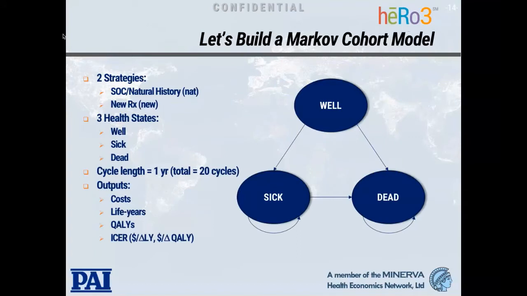So with that, let's jump into a simple example model. We'll start with a Markov cohort model with 2 strategies, SOC/natural history, and then a new drug strategy. There's going to be 3 health states: well, sick, and dead. We're going to have a cycle length of 1 year and run it for 20 cycles. And we're going to produce outputs for costs, life years, QALYs, and the ICER, both in terms of dollars per QALY and dollars per life year. So I'm going to jump over to a live demo of heRo right now.